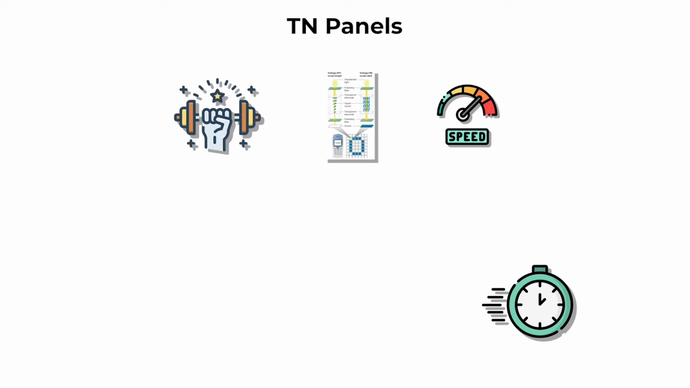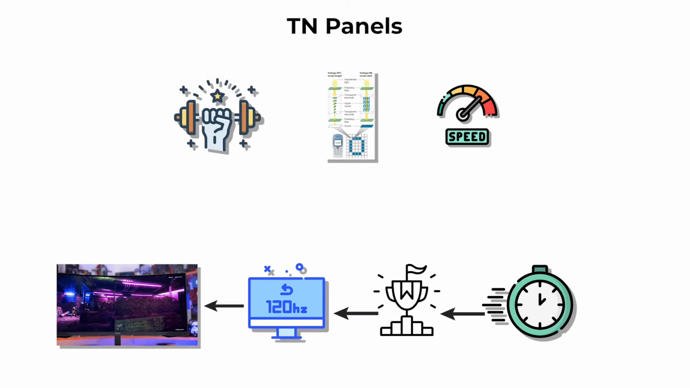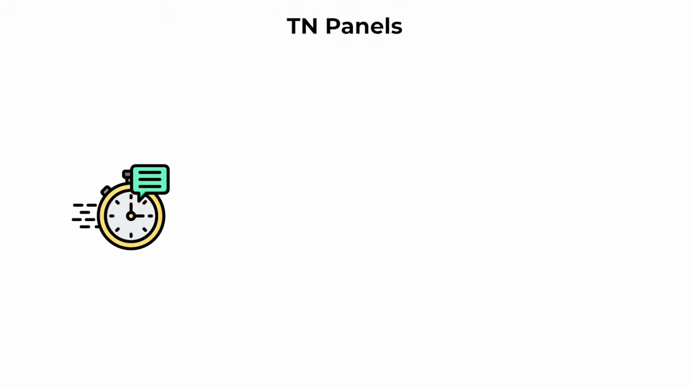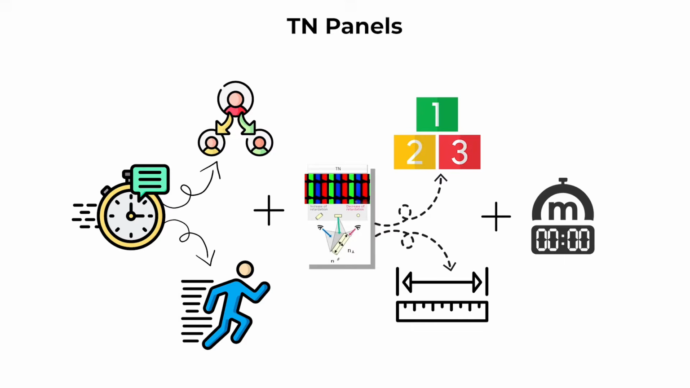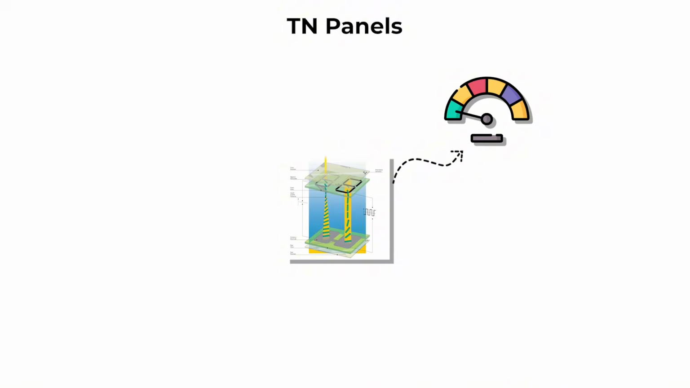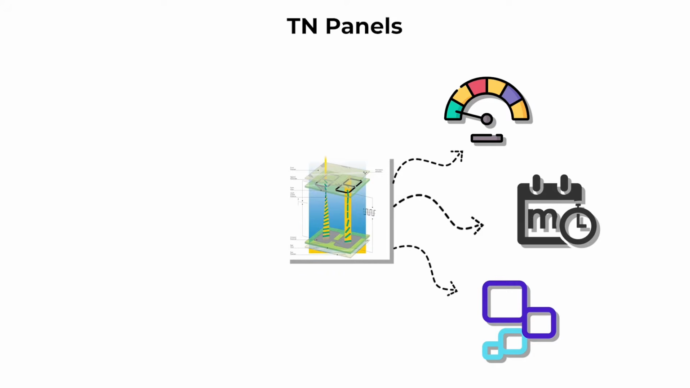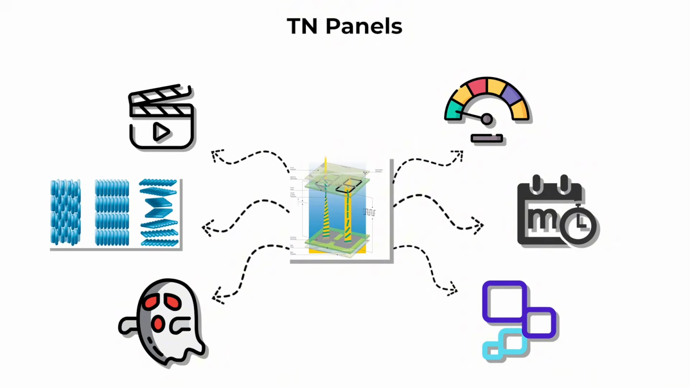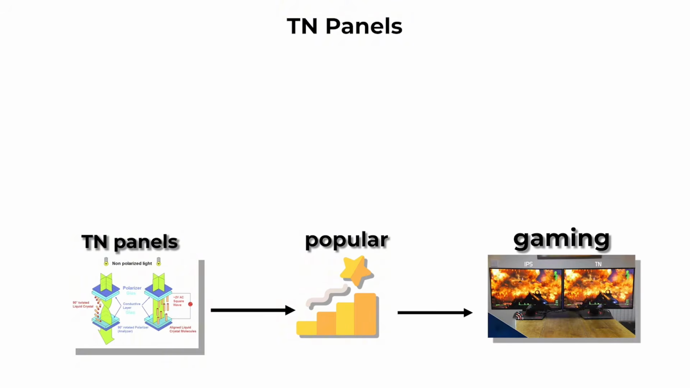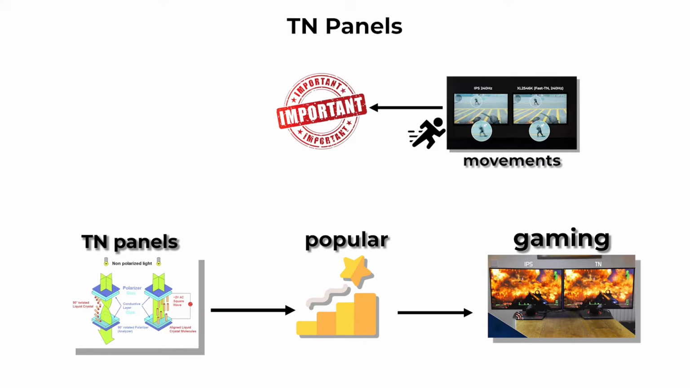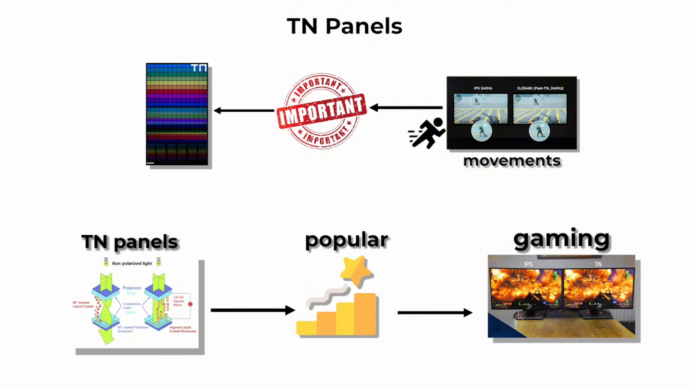They have the fastest response times and some of the highest refresh rates among all liquid crystal display panel types. Response time refers to how quickly a pixel can change from one color to another, measured in milliseconds. A very low response time, like 1 millisecond, reduces motion blur and ghosting in fast-moving scenes. This makes TN panels especially popular for competitive gaming, where tracking quick movements is more important than color accuracy.